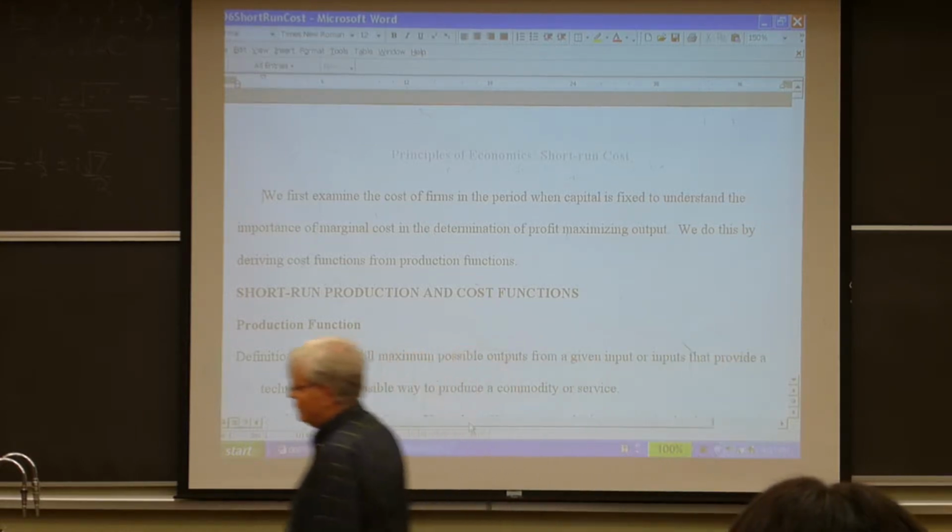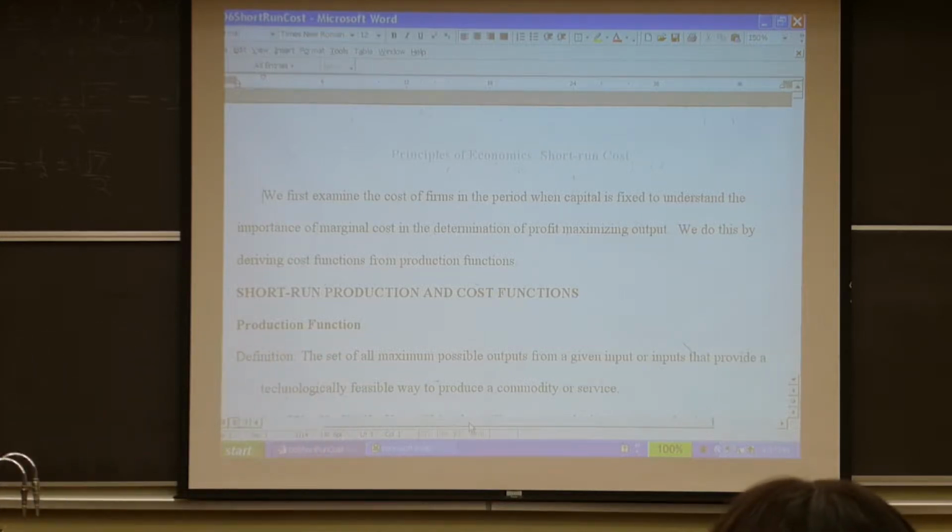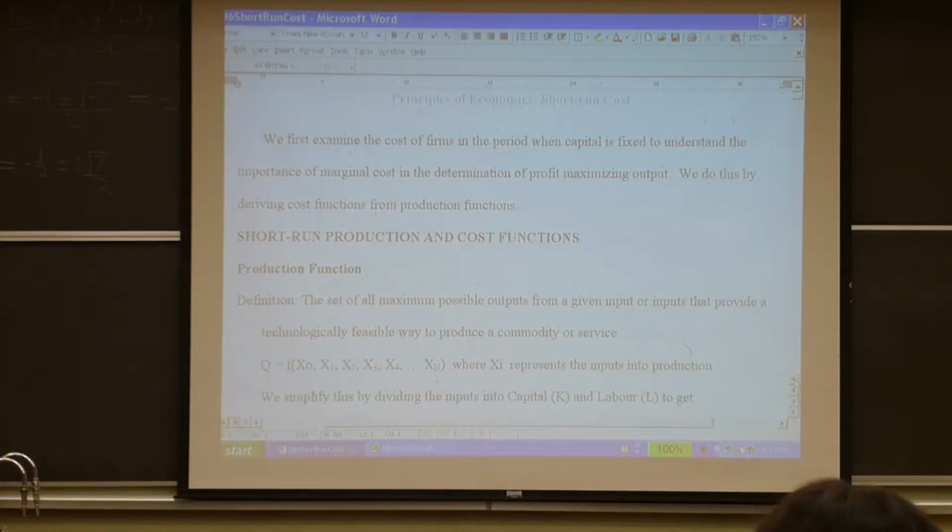Okay? So let's get a few definitions. Short-run production and cost functions. We define a production function as the set of all maximum possible outputs from a given input or inputs that provide a technologically feasible way to produce the product or service. Remember, when I write this stuff, I have to write it fairly formally.